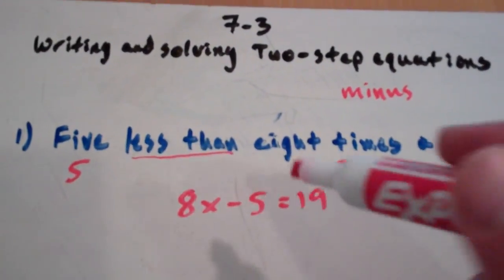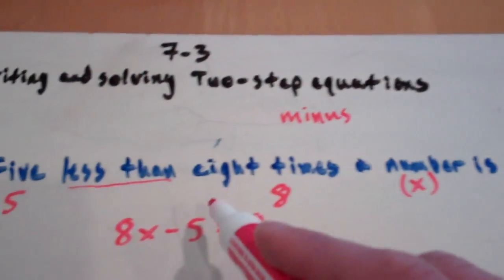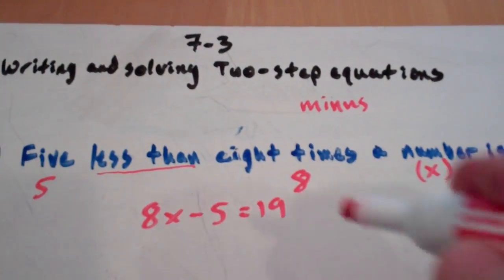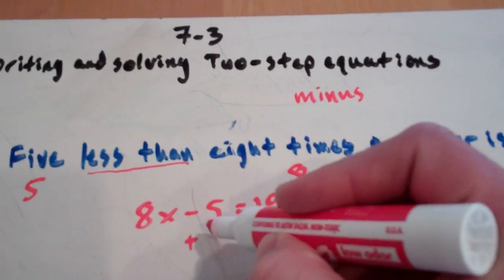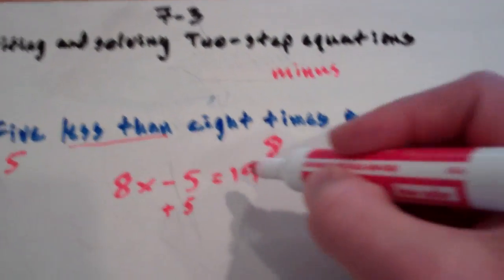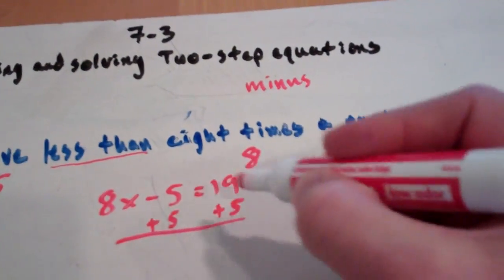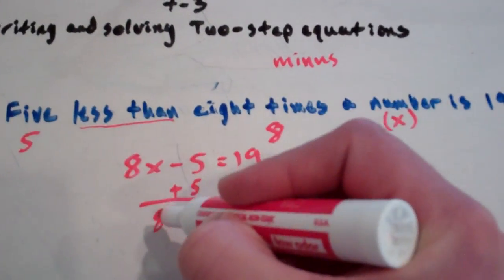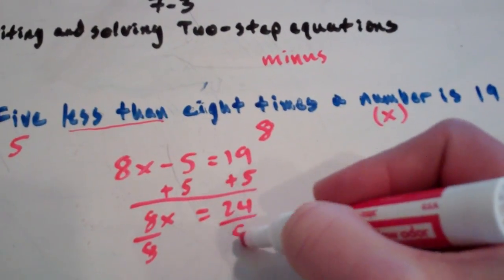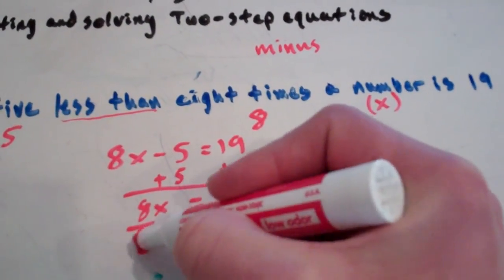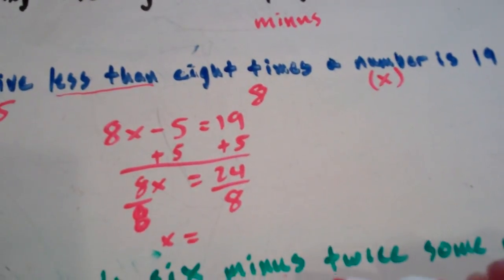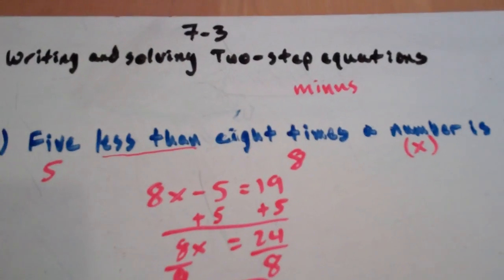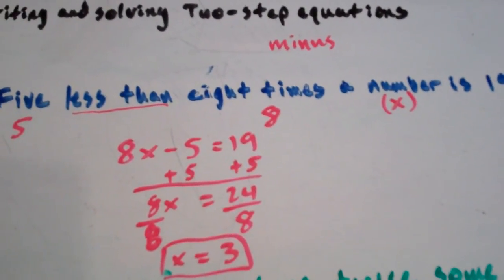So now I need to solve it. I translated 5 less than 8 times the number is 19 into an algebraic equation, and now I need to solve. I'm going to use two inverse operations. My first inverse operation is adding 5. Whatever I do to one side, I need to do to the other. I will get 8x is equal to 24, and then I need to divide by 8 on both sides, and I'm running out of room here, so x equals 24 divided by 8, which is 3. So I solved 5 less than 8 times the number is 19, and the answer is x equals 3.